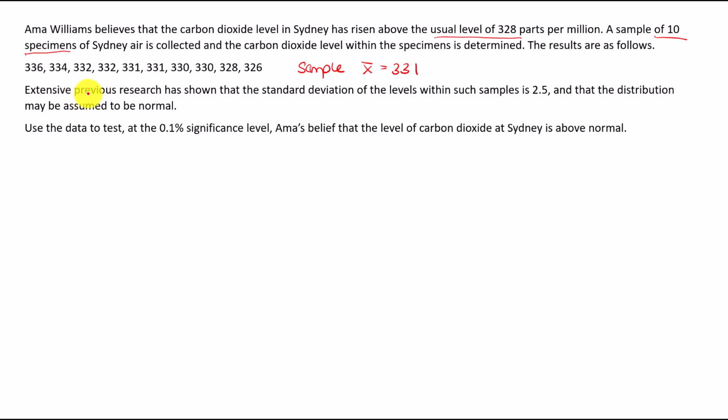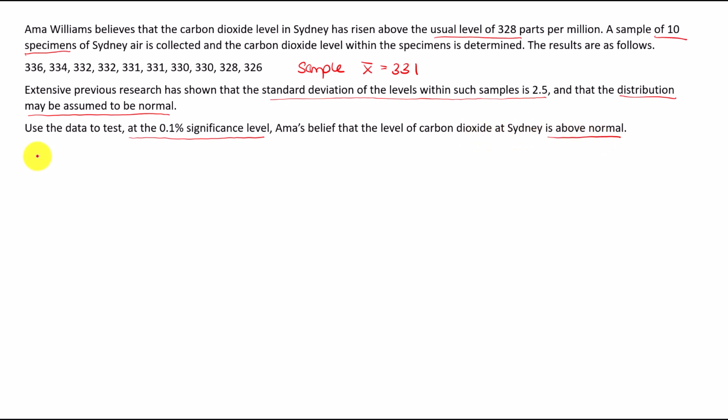Okay. Extensive previous research has shown that the standard deviation of the levels within such samples is 2.5, and that the distribution may be assumed to be normal. So that's important to know that we're working with a normal distribution. And now we're going to use the data to test at 0.1% significance level Amma's belief that the level of carbon dioxide is above normal. So a lot of information there.